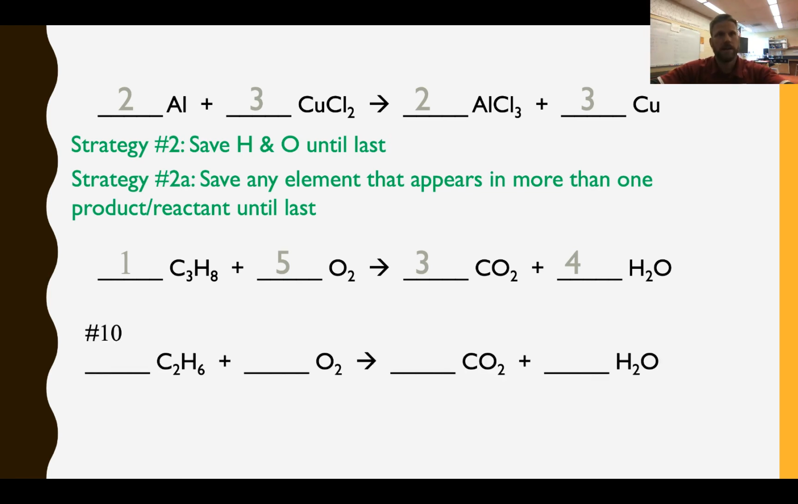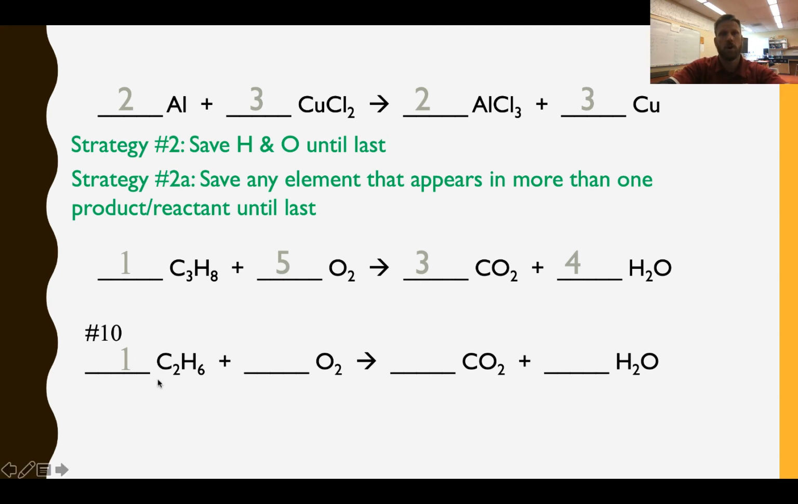Let's have a look at number 10 on the balancing equations worksheet because it is very similar to the last reaction. Once again, I will start by applying strategy 1 to this reaction. C2H6 looks the most complicated, so I'm placing a 1 here. Now apply strategy 2. I will balance carbon first, then hydrogen, and then oxygen. The oxygen atoms should be easier to balance by following this strategy.